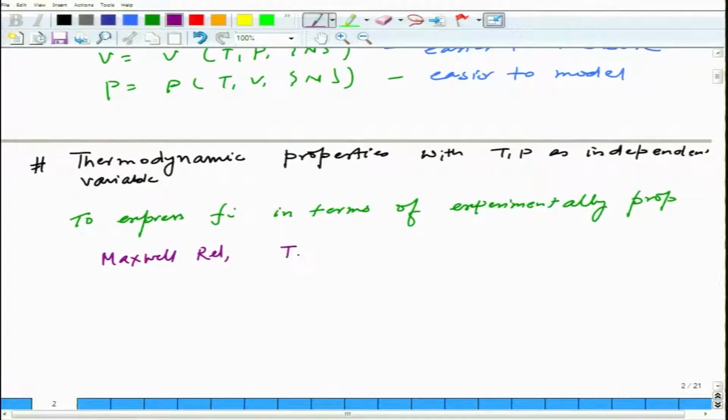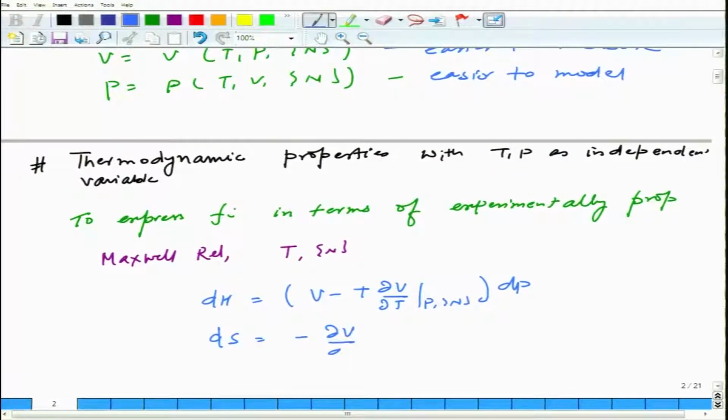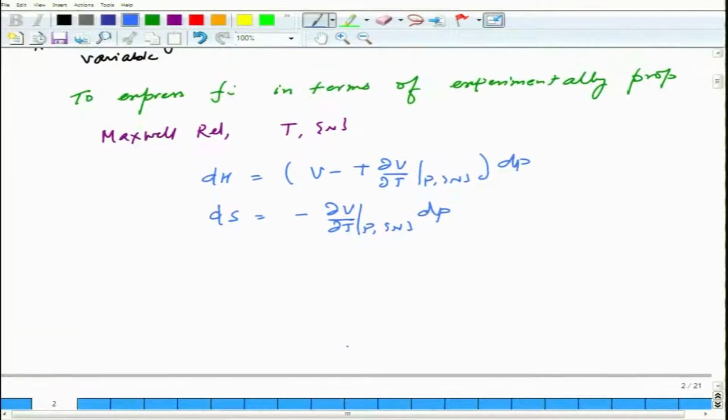Now, as we know from the Maxwell relations, at constant temperature and composition we have the following expression for the enthalpy in differential form, as well as we can write entropy in differential form. This is directly from the Maxwell relations, the second one particularly. Now, we can integrate this expression.